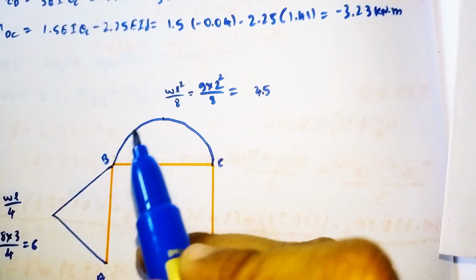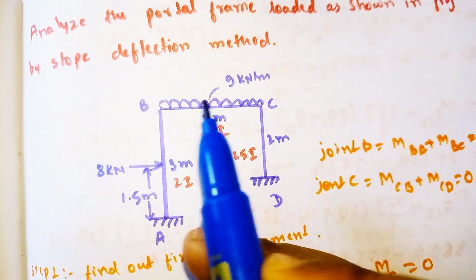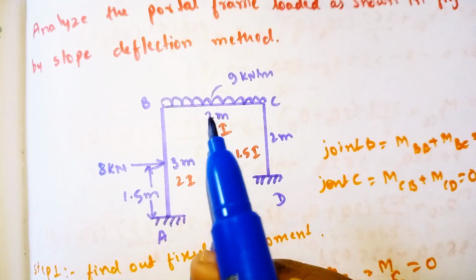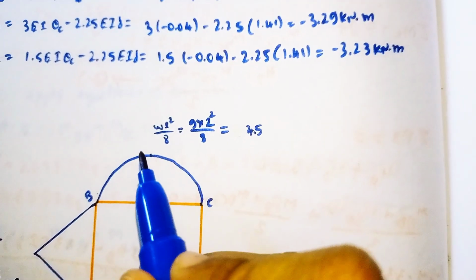BC is carrying the UDL. To find this maximum height we have the formula WL squared divided by 8. Here W is 9 and length is 2 meter. Put these values in that equation, and by simplifying it will come out as 4.5.